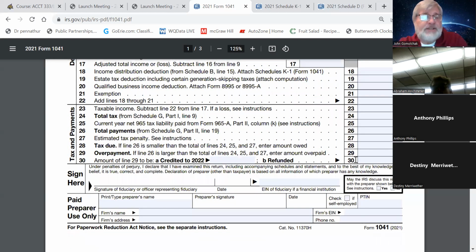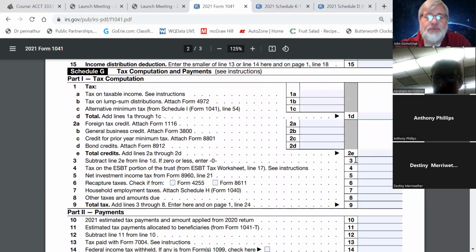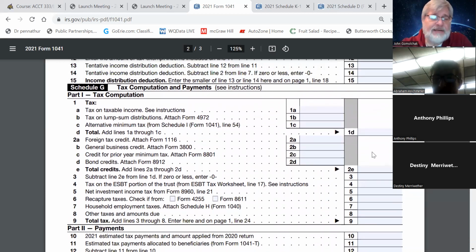Moving down, starting with line 23, we get to taxes and payments. Line 23, taxable income, so that's 22 from 17, okay. Line 24, total tax from Schedule G, Part 1, line 9. Well, that's right here. That's on page 2. Here's line 9, right here. Okay, so tax, line 1A, tax on taxable income. See instructions. Tax on lump sum distributions, Form 4972. We're not going to be doing that.